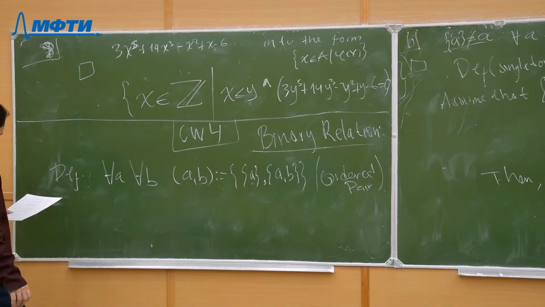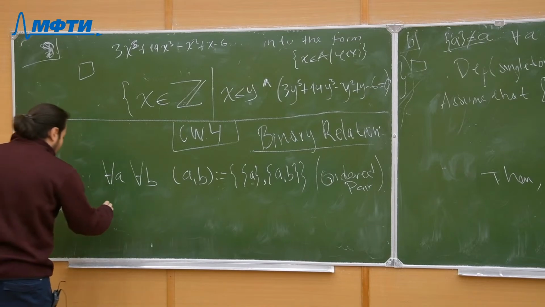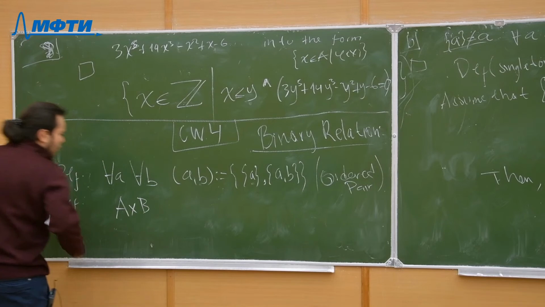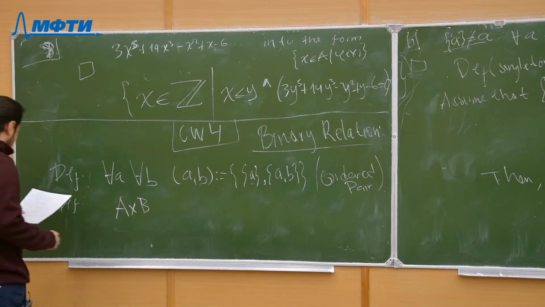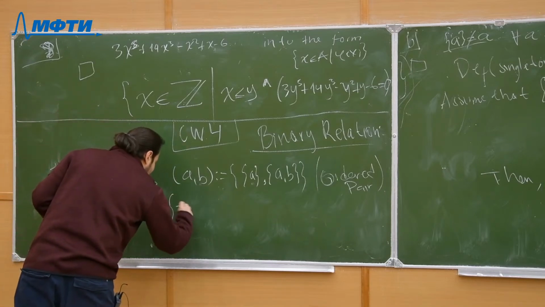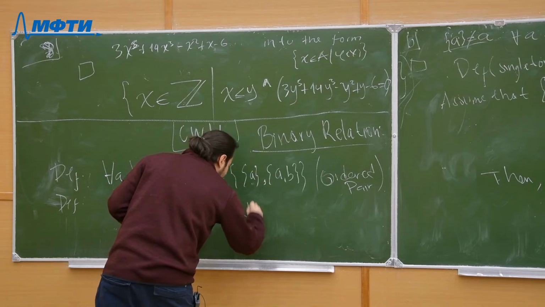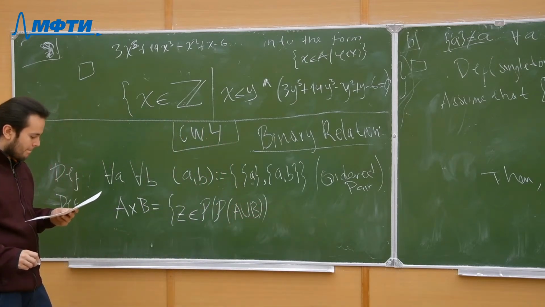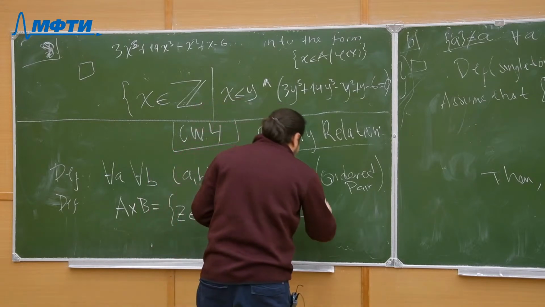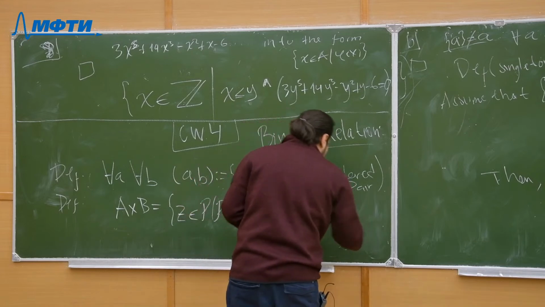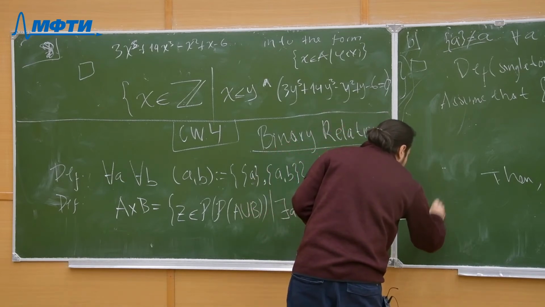So we have the definition of an ordered pair. Now we can define A cross B. I forgot how to say this in English. So this is going to be all z that belong to the power set of the union of A and B, such that there exists some a and there exists some b, such that a belongs to capital A and b belongs to capital B, and z is equal to the ordered pair (a, b).